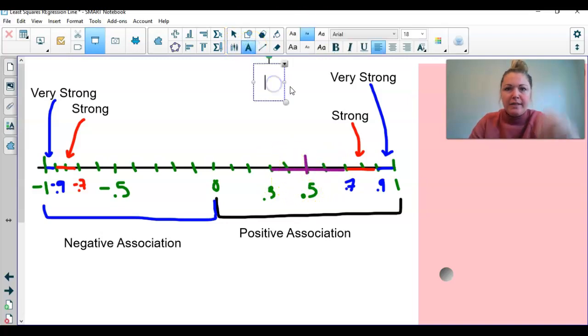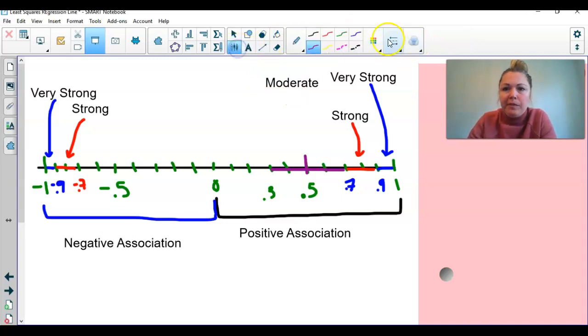So let's write this. If I calculate something like 0.58, 0.6, 0.68, I'm going to say that's moderately strong. Whereas if I calculate something like 0.38, 0.4, 0.48, I'm going to call this area right here moderately weak.